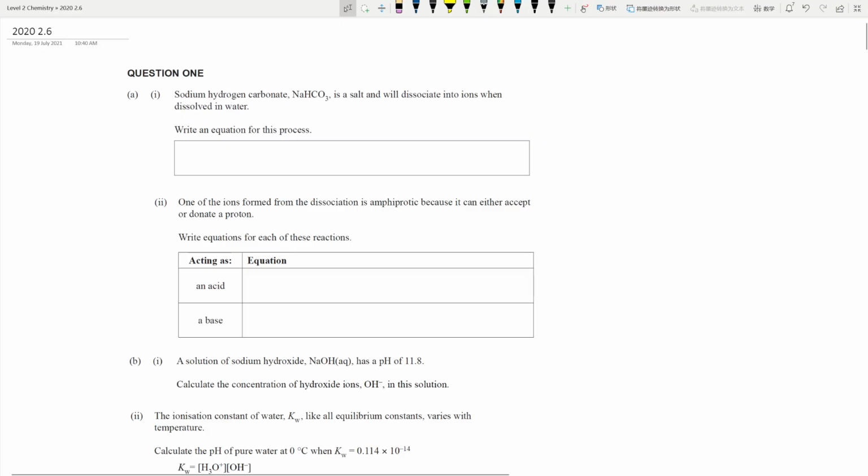So question 1, we're looking at sodium hydrogen carbonate is a salt and dissociates into ions when dissolved in water. So we need to write an equation to show this process. It's a salt and dissociates into ions, so that just means the NaHCO3 will dissolve into the ions. So you just split into the ions. And there you go. These two ions are from your NCEA Level 1 acids and bases external, the table of ions. Surely we don't need to explain that too much here.